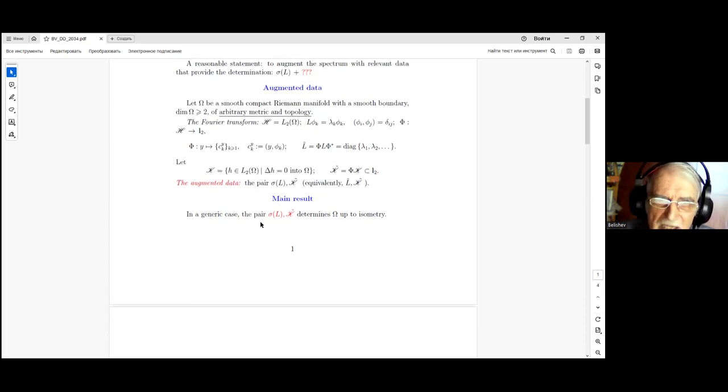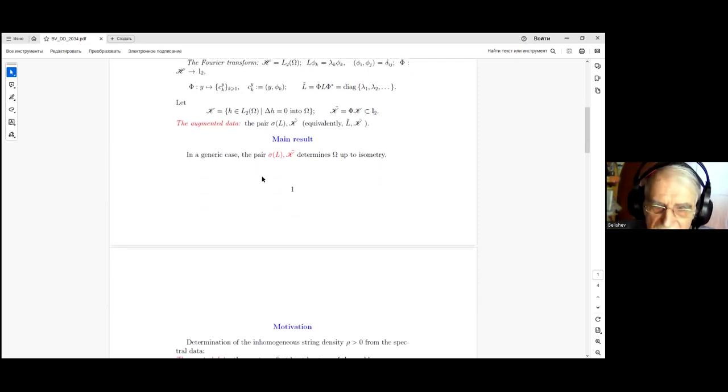The main result is the following. In a generic case for the manifold omega, a compact smooth manifold of arbitrary dimension, topology, and metric, this pair determines omega up to isometry. That is the main result. So if we supply the Dirichlet spectrum with this subspace, which is just a subspace in l2, it contains no information a priori about the shape of omega or its properties. It is just a subspace, but this pair determines omega up to isometry. That is the result.